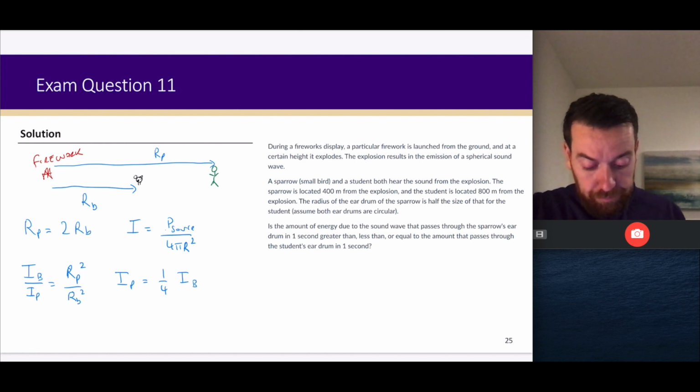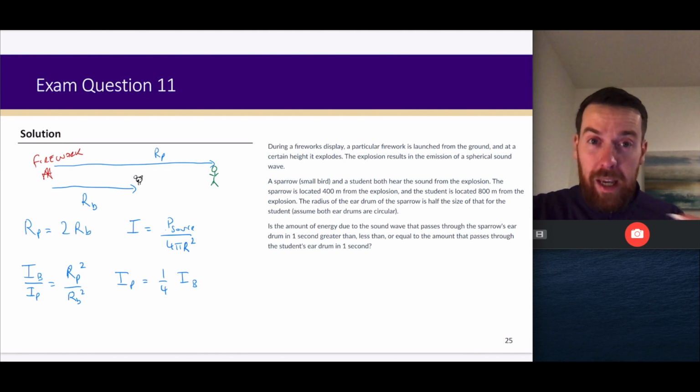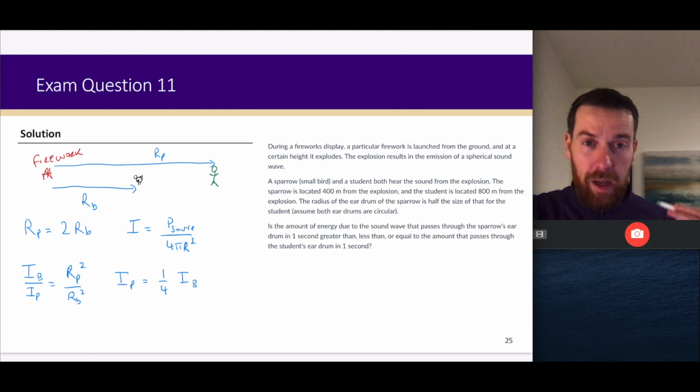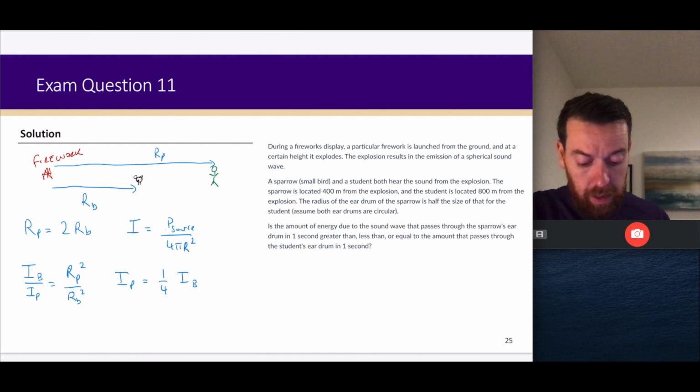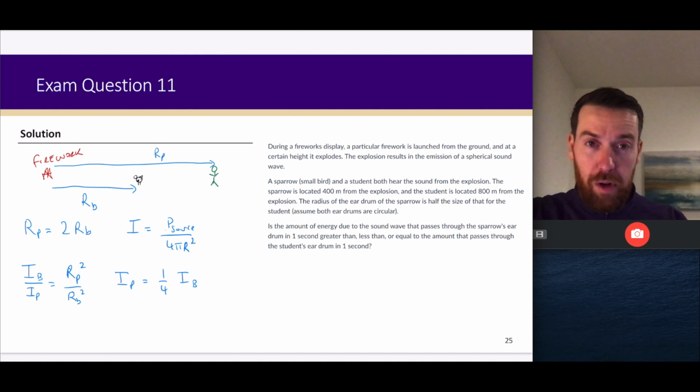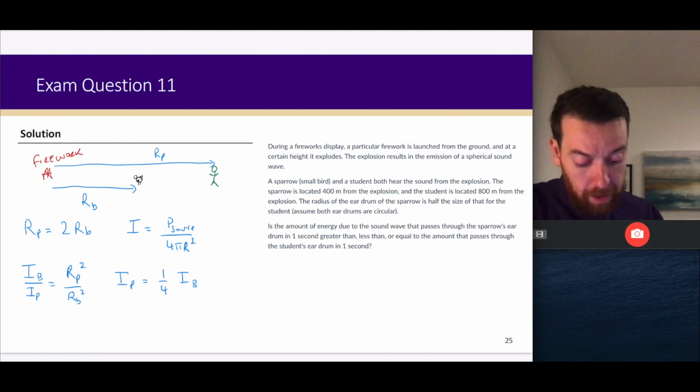So that's sort of the key relationship that I was trying to examine, is that we know that if we don't have to do any sort of calculations here on what's the power of the actual firework, do any 4 pi's, because they're twice the distance. A person that's located twice the distance from a sound, of a spherical sound wave, will only experience 1/4 of the intensity. So that's sort of that inverse relationship. So the ratio of the intensities is the inverse relationship between the square of the distances from the source. So that's one sort of key idea.